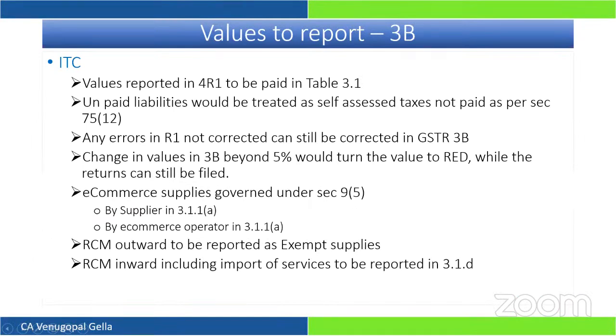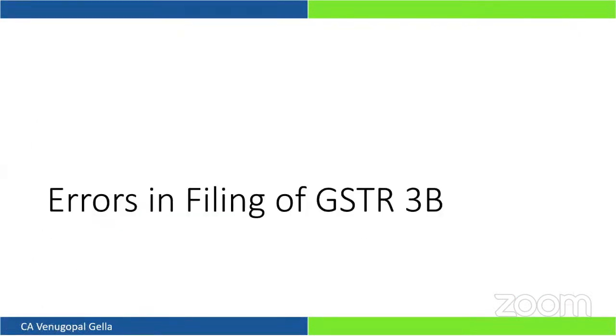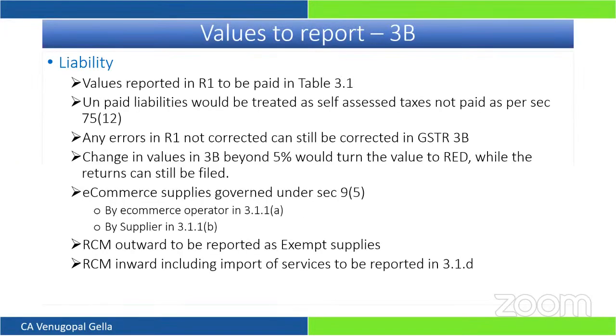Now we can see that till now we have learned about the errors in GSTR1. Now we'll go about errors while filing GSTR3B. While filing 3B, one error is missing to report some outward supplies. Another is missing to report e-commerce supplies that go under section 9 subsection 5, for an e-commerce operator.